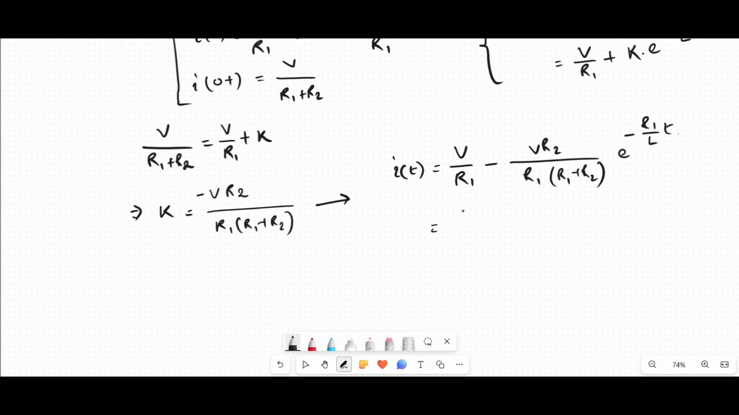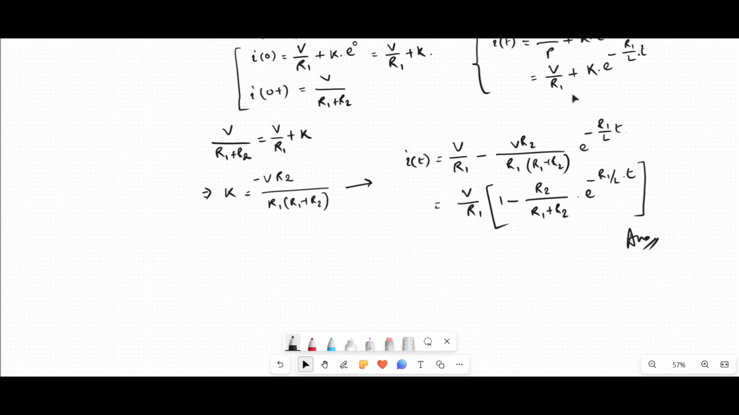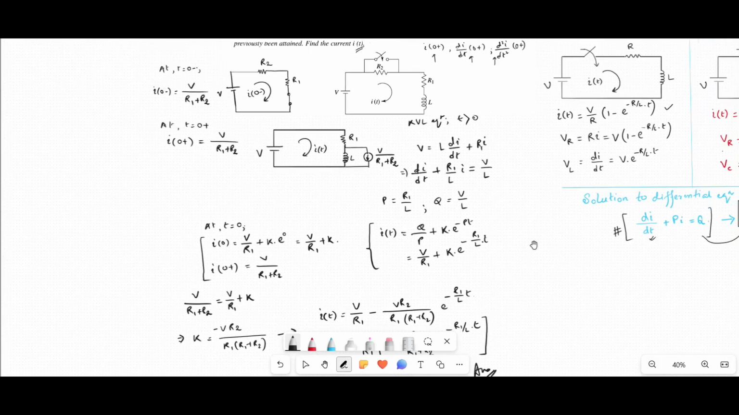So if we take the voltage and R1 common, then we'll be having a simplified format: V by R1 times 1 minus R2 divided by R1 plus R2 multiplied by e to the power minus R1 by L into t. So this is the required solution. Okay, so I hope you have understood how to solve for an equation where we have to determine the value of I(t) instead of I0 plus, di/dt and d2i/dt2.